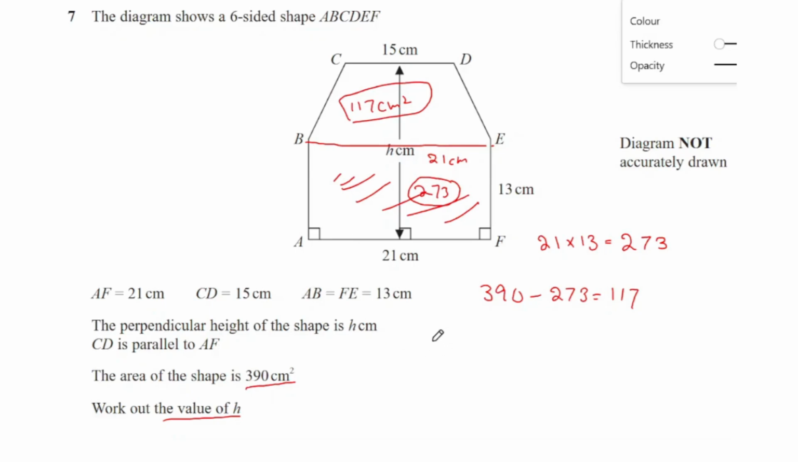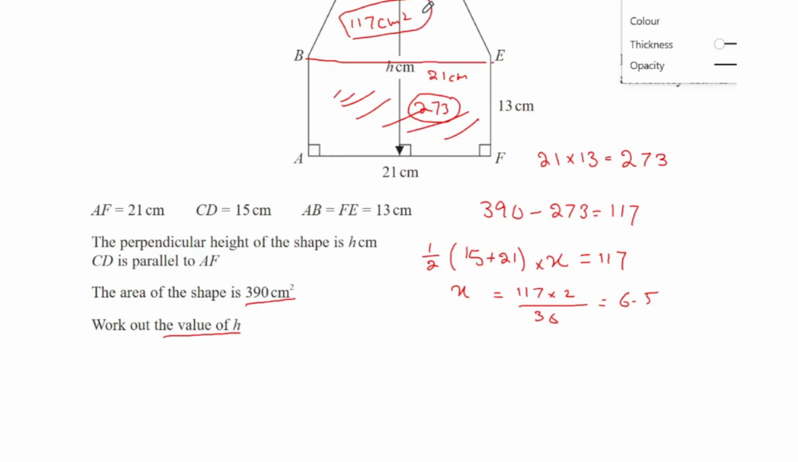So what's the formula for a trapezium? So this is half times 15 plus 21 times x. Let's say this height is x. Okay, let's say this height is x. So that will give us 117. How are we going to find this x? So we're going to multiply this 117 times 2 divided by, what is this value, 15 plus 21, which adds up to 36. Yeah, so we will get over here x as 6.5. x is 6.5.